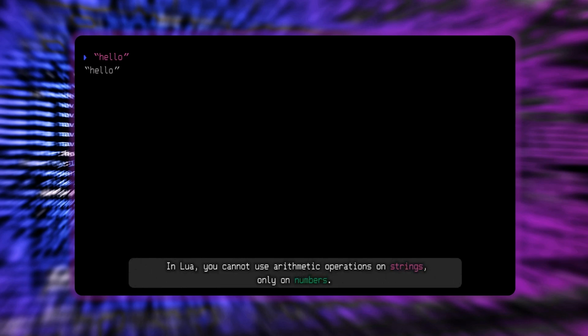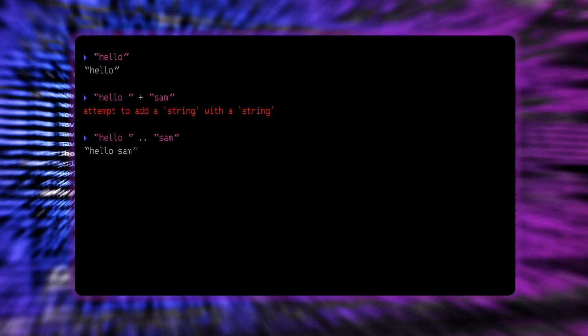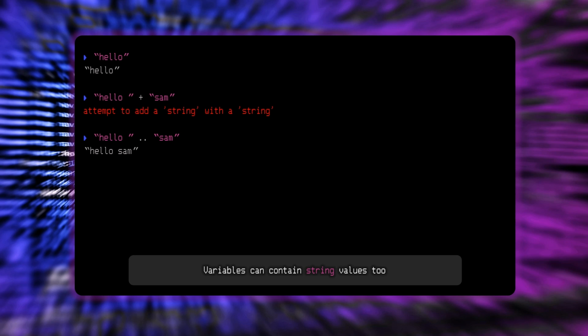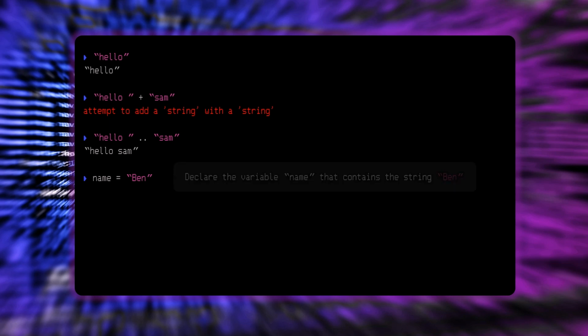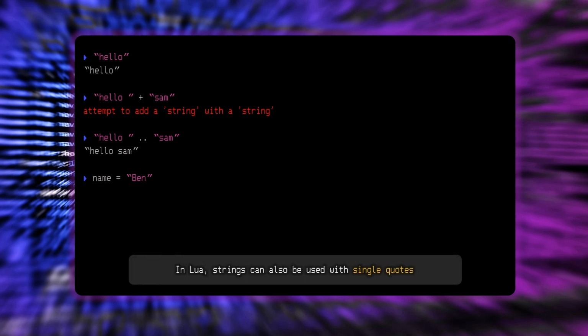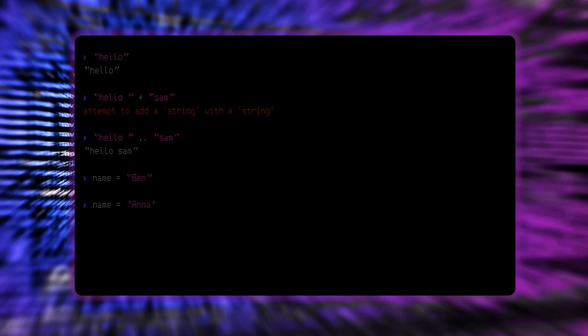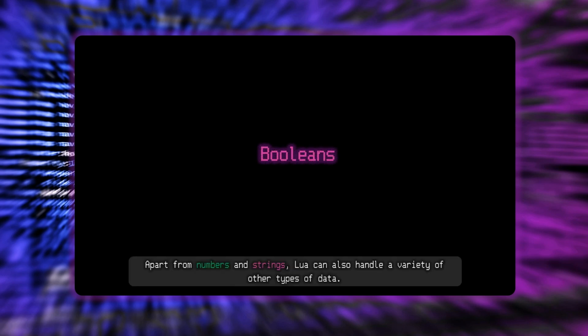Here is a string value containing the text, hello. In Lua, you cannot use arithmetic operations on strings. To merge two strings, use the concatenation operator with two dots. Variables can store string values. Strings in Lua can be surrounded by single quotes too. Apart from numbers and strings, Lua can also handle a variety of other data types.